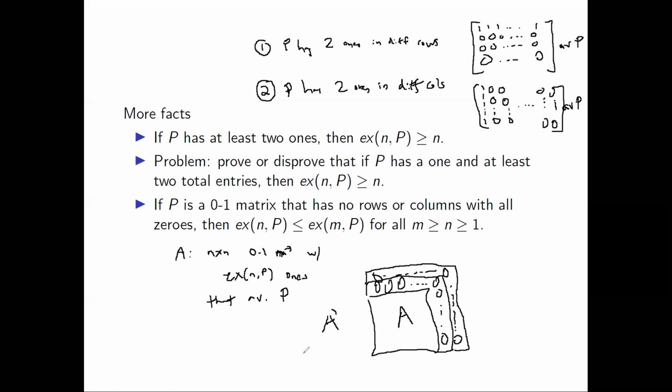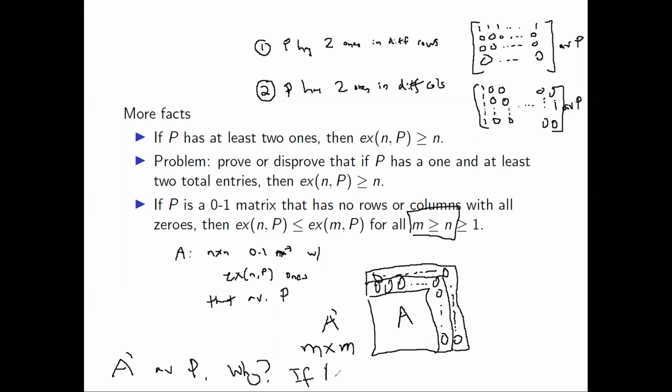To make A prime an m by m 0, 1 matrix. So A is n by n, m is greater than or equal to n. So to get an m by m 0, 1 matrix, we can just add rows and columns of zeros to A until we get an m by m matrix. I claim that A prime still avoids P. And why is that true?